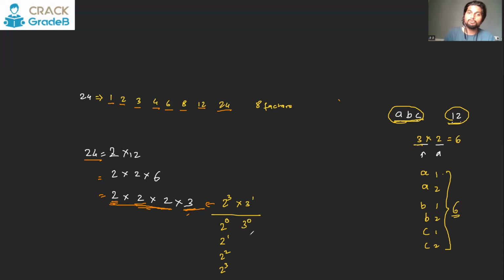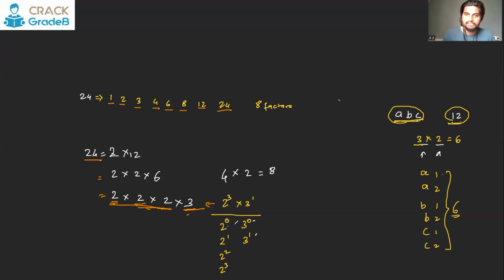Similarly, from the 3, we have two choices. Either we can pick no 3, that means 3 raised to power 0, or we can pick 1, 3. So this is how we have 4 choices to pick from the 2 side, and we have 2 choices to pick from the 3 side. So 4 against 2 will have total 8 different combinations.